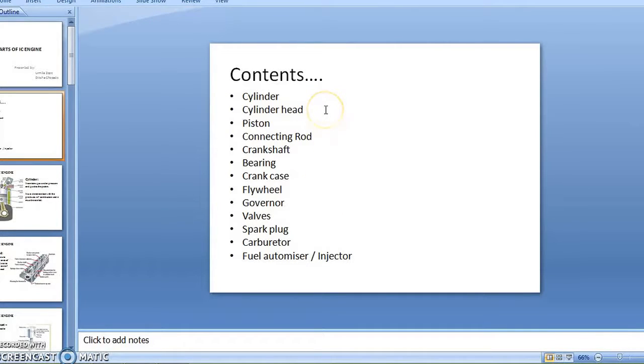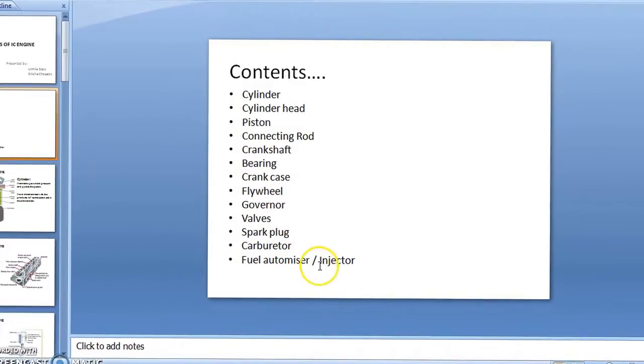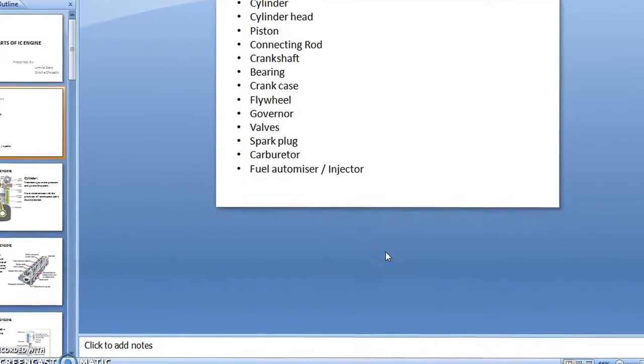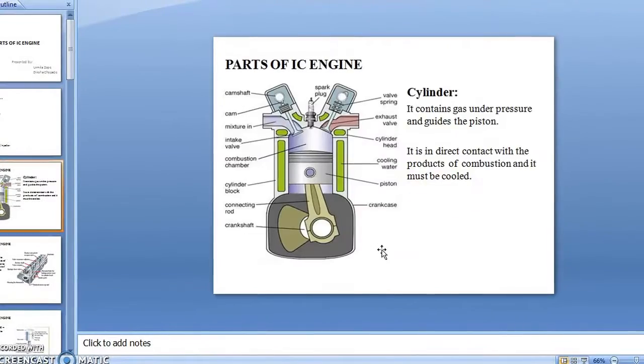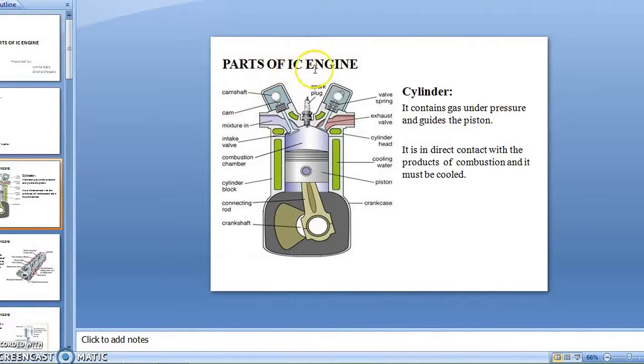The content of this presentation is the different parts of IC engine, which we will see in detail with their function as well as their diagram. First part is cylinder, second one is cylinder head, third one is piston, then connecting rod, crankshaft, bearing, crankcase, flywheel, governor, valves, spark plug, carburetor, and fuel atomizer, which is also called the injector. And this is the detailed diagram which shows the different parts of IC engine.